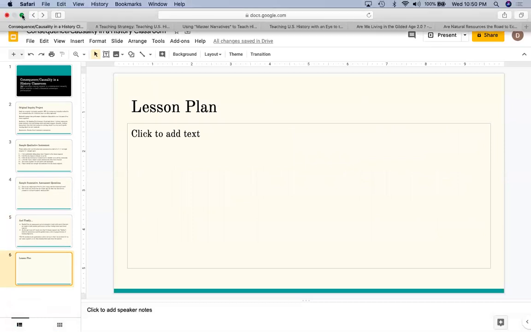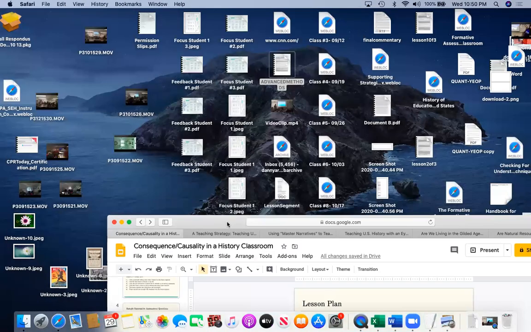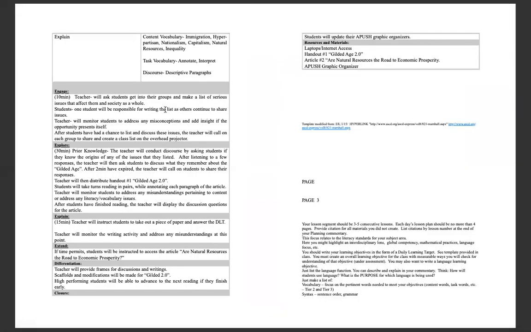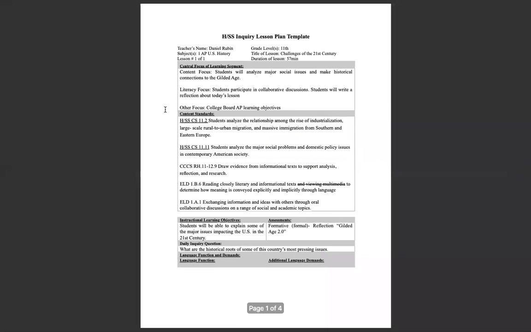And the lesson plan for causality and consequence, if I can just find it. Oops, taking me a little bit of time. There we go. If we go back, okay, here we are. This is the lesson plan in EdTPA inquiry format, and the title is Challenges of the 21st Century.